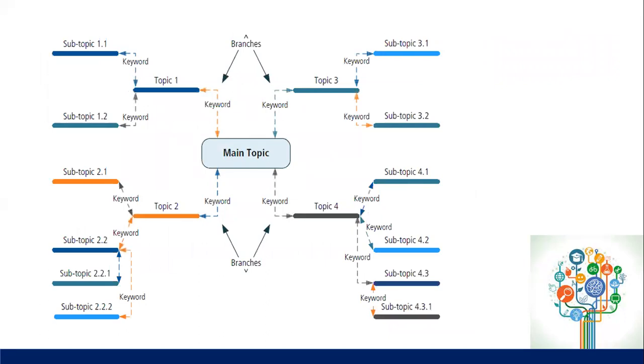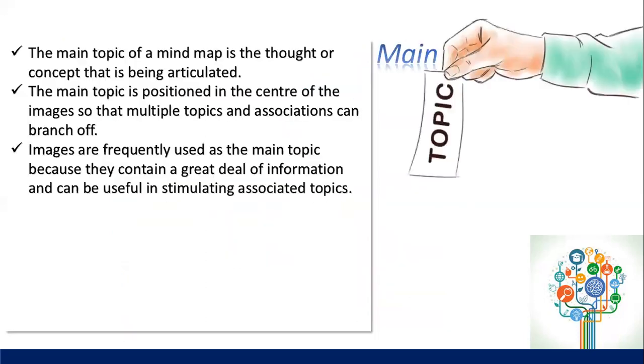Here, you can see the central main topic with four topics around it. Every topic will have subtopics with keyword connections. There could be multiple branches and multiple topics under each branch. The main topic of the mind map is the thought or concept that is being articulated. The main topic is positioned in the center of the image so that multiple topics and associations can be branched off to help write the information surrounding this central topic. Images are frequently used as a main topic because they can contain a great deal of information that can be useful in stimulating associated topics.